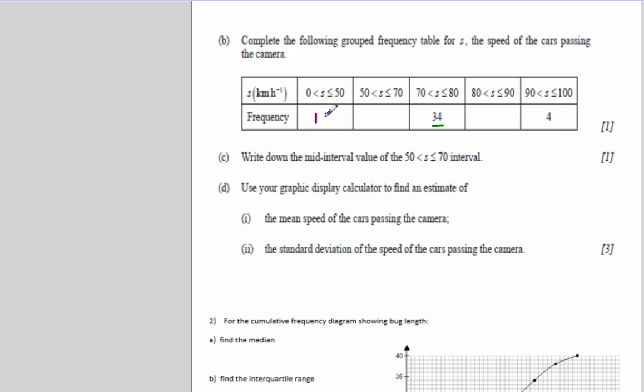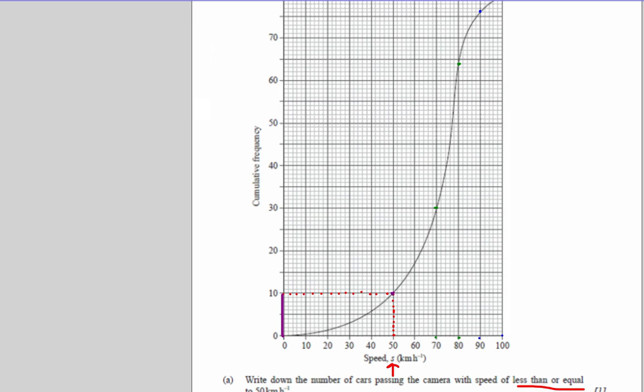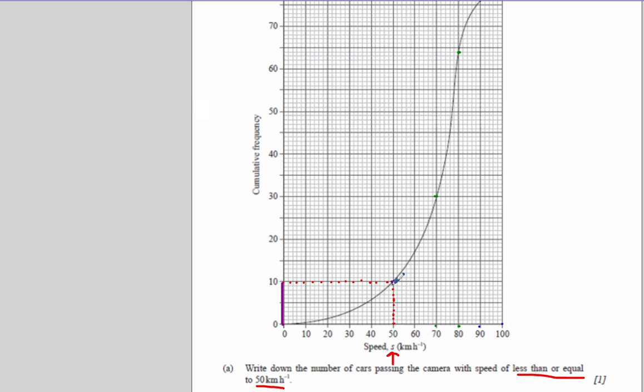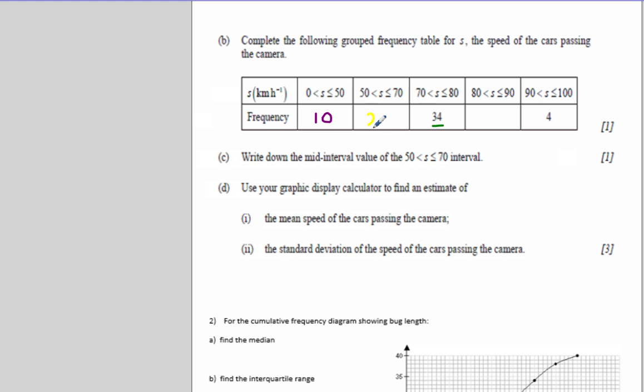Now I might do the next one in yellow. This is 50 to 70. So go across 50 to 70. So 50, of course, we know connects up with 10, that little yellow point here. 70 connects up with 30. So what's the distance between 30 and 10? That's right, that's 20. So 20 cars belong to this group here. It's a weird looking 20, I know.